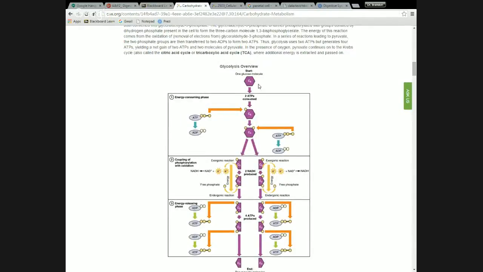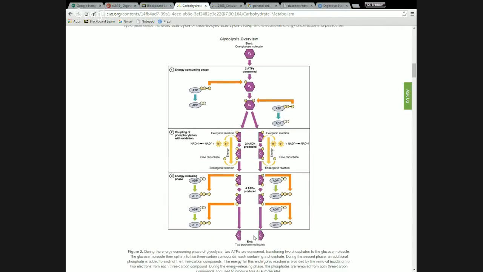For the glycolysis, all that I really ask you to understand is a 6-carbon molecule gets broken down to 2 3-carbon molecules at the end. 2 ATPs are necessary to get the process started, and we generate 4 ATPs from that. So a net gain of 2 ATPs for each molecule of glucose. We also get some electrons out of that here in the middle portion.